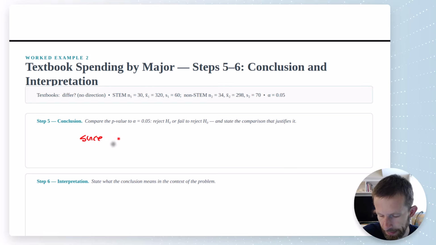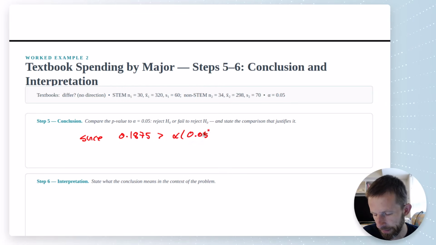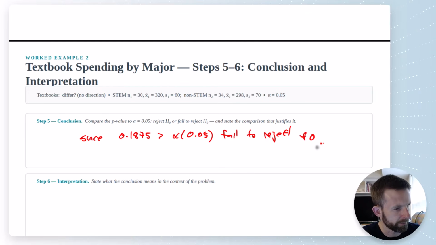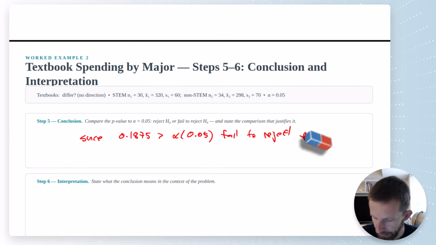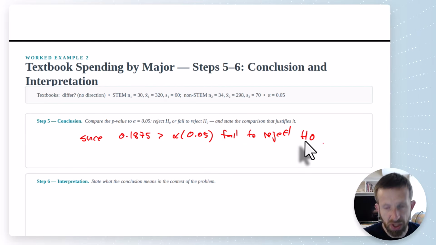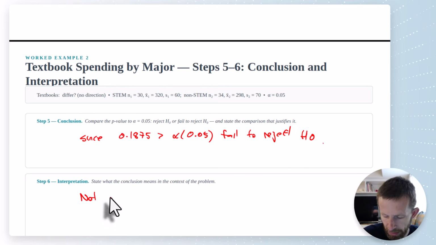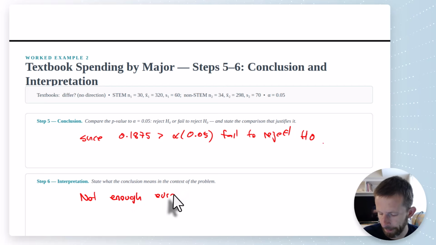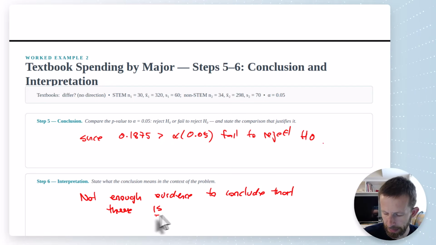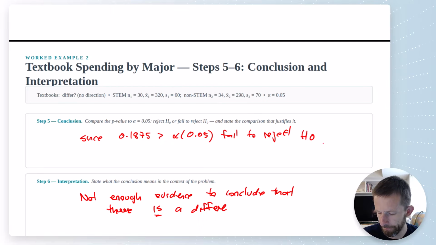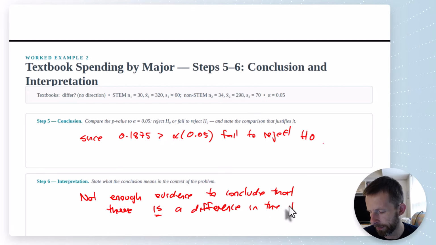So since 0.1875 is greater than an alpha of 0.05, fail to reject the null hypothesis. All right. So my interpretation here is there's not enough evidence to conclude that there's a difference between the two amounts. So not enough evidence to conclude that there is a difference in the two means.